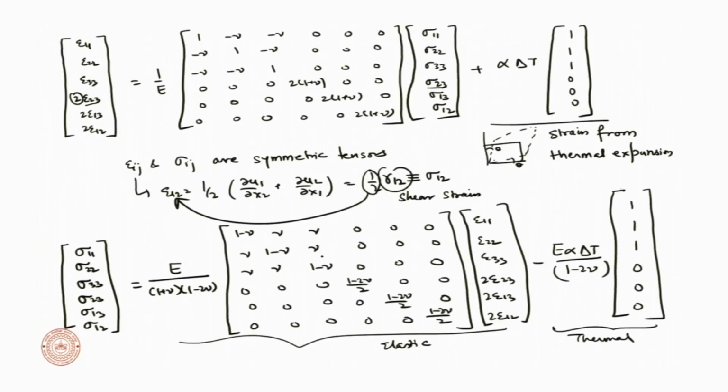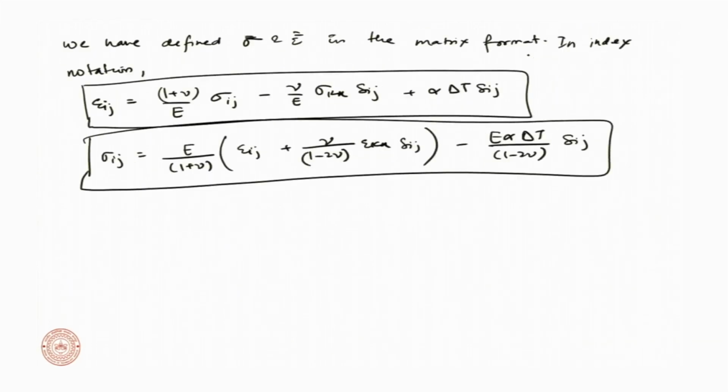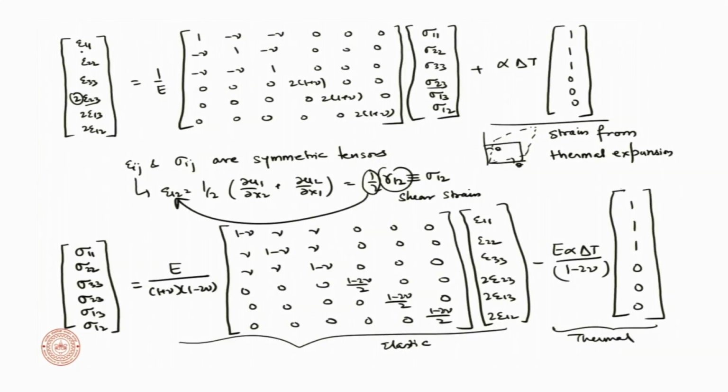So, along sigma 1 1, epsilon 1 1 should be 1 over E into sigma 1 1 plus alpha delta T. So, we can see that epsilon 1 1 equals 1 plus nu sigma 1 1 over E minus nu over E, sigma 1 1 plus sigma 2 2 plus sigma 3 3, plus alpha delta T into delta ij. Okay. Again kk, a repeating index, means summed over that index, right. Let us check. So, epsilon 1 1 is sigma 1 1 minus nu sigma 2 2 minus nu sigma 3 3, and everything else is 0, plus alpha delta T.